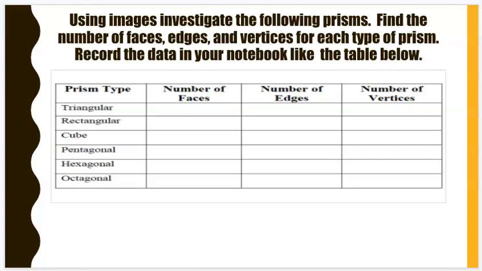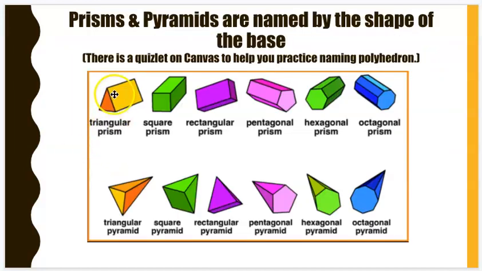Remember that faces are the lateral parts of the shape. Edges are where 2 faces come together, and vertices are where you see 3 faces come together. Okay? And you might be able to notice these on a net.